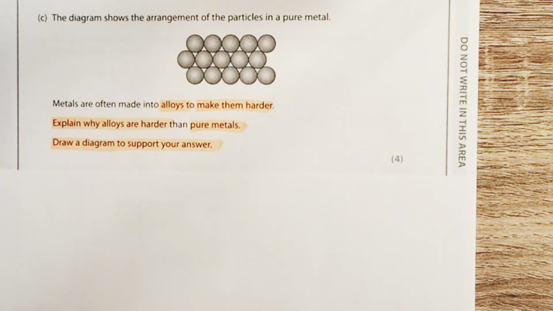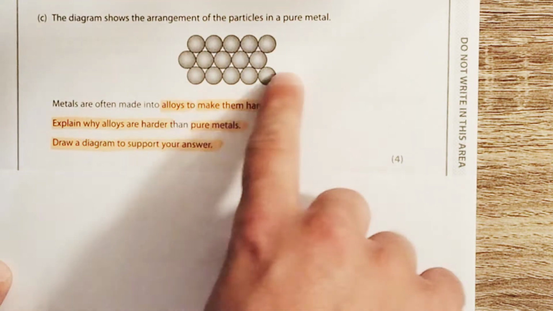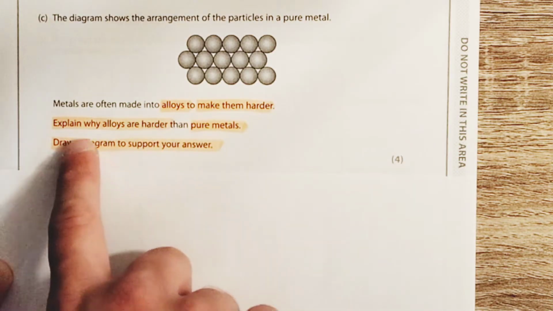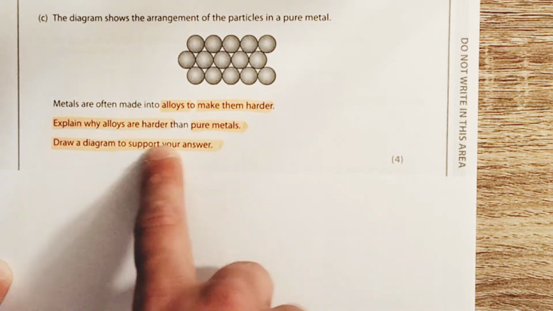This final question on the metals and alloys theme is the alloys question. So we're given the structure again of a pure metal. It says metals are often made into alloys to make them harder. Explain why alloys are harder than pure metals. Draw a diagram to support your answer.